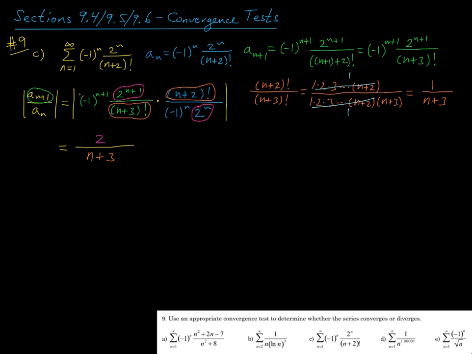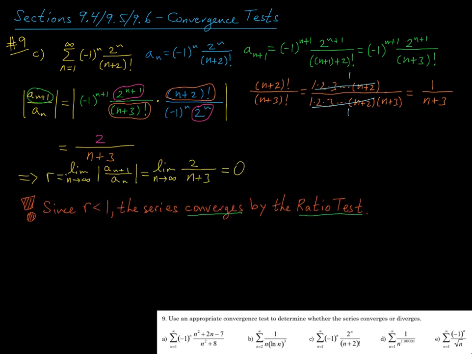Also note, I have the negative 1 to the n plus 1 and the negative 1 to the n, and that simplifies to just negative 1, but I'm taking the absolute value, so I've just ditched the absolute value, and that removes the negative. Now we can compute our value for r, which is the limiting value of this expression, and we see that it's equal to 0. Since r is less than 1, the ratio test implies that this series converges. All right, moving on then to D.